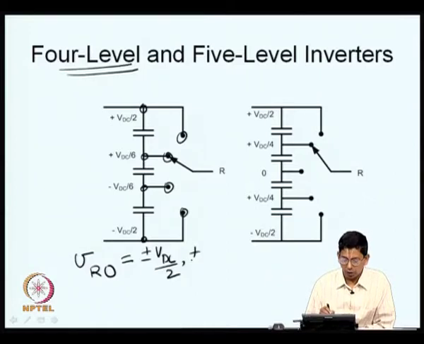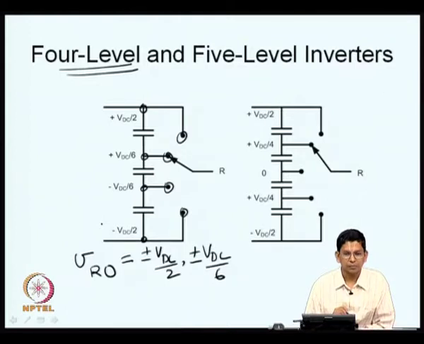In addition to that, you also get potentials plus or minus VDC by 6. If R is connected to the second throw or the third throw, you get potentials plus VDC by 6 or minus VDC by 6 respectively. So, this is a 4 level inverter. Your pole voltage has 4 different levels now.